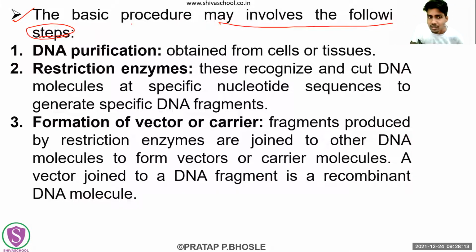Right. So the DNA purification is the first. You are going to purify the DNA, which you can obtain from different sources, different cells, different tissues. The second step in recombinant DNA technology is the restriction enzymes.